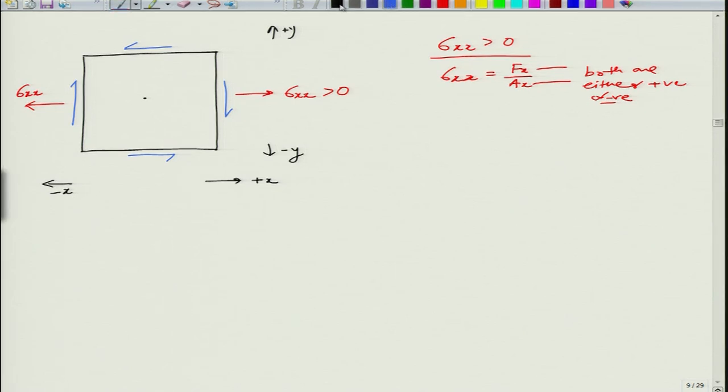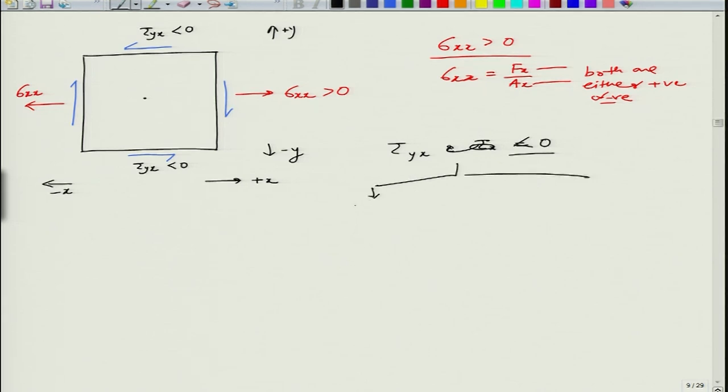If you look at the shear stress, on the other hand, shear stress is tau yx. This ends up being less than 0, because if you look at the top one, the stress acts along the minus x axis, but the area is along the plus y axis. As a result, there is an unevenness. So, tau yx is basically negative.